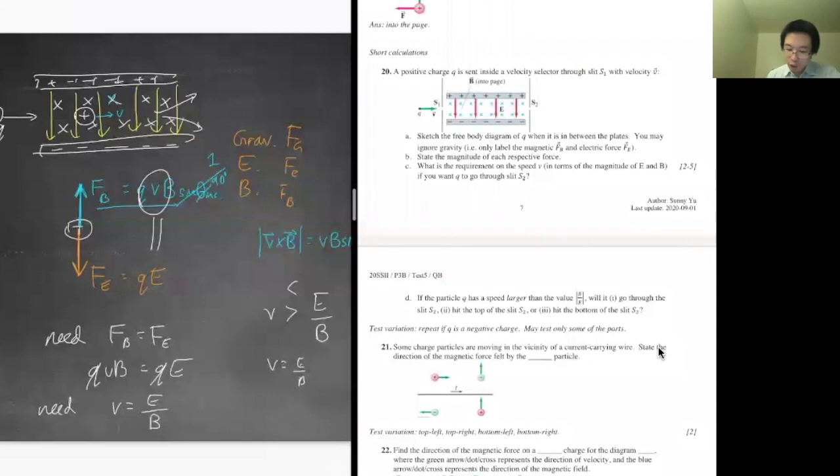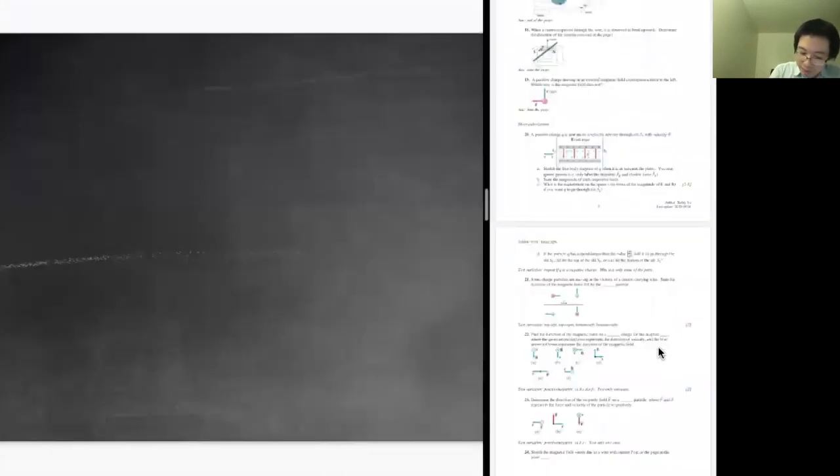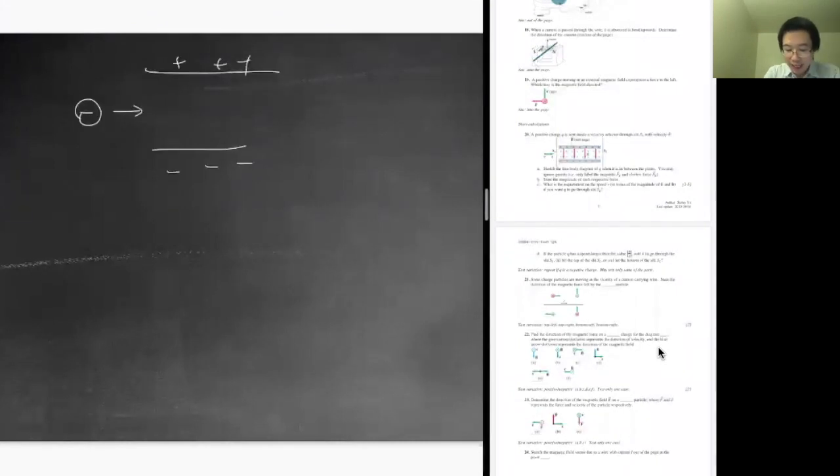Okay, so what if the charge is negative? Then you need to reanalyze this. So positive plate, negative plate. So the negative charge goes in here. Let's look at the electric force first. Which way will it go? The electric force will be pointing up this time, right?